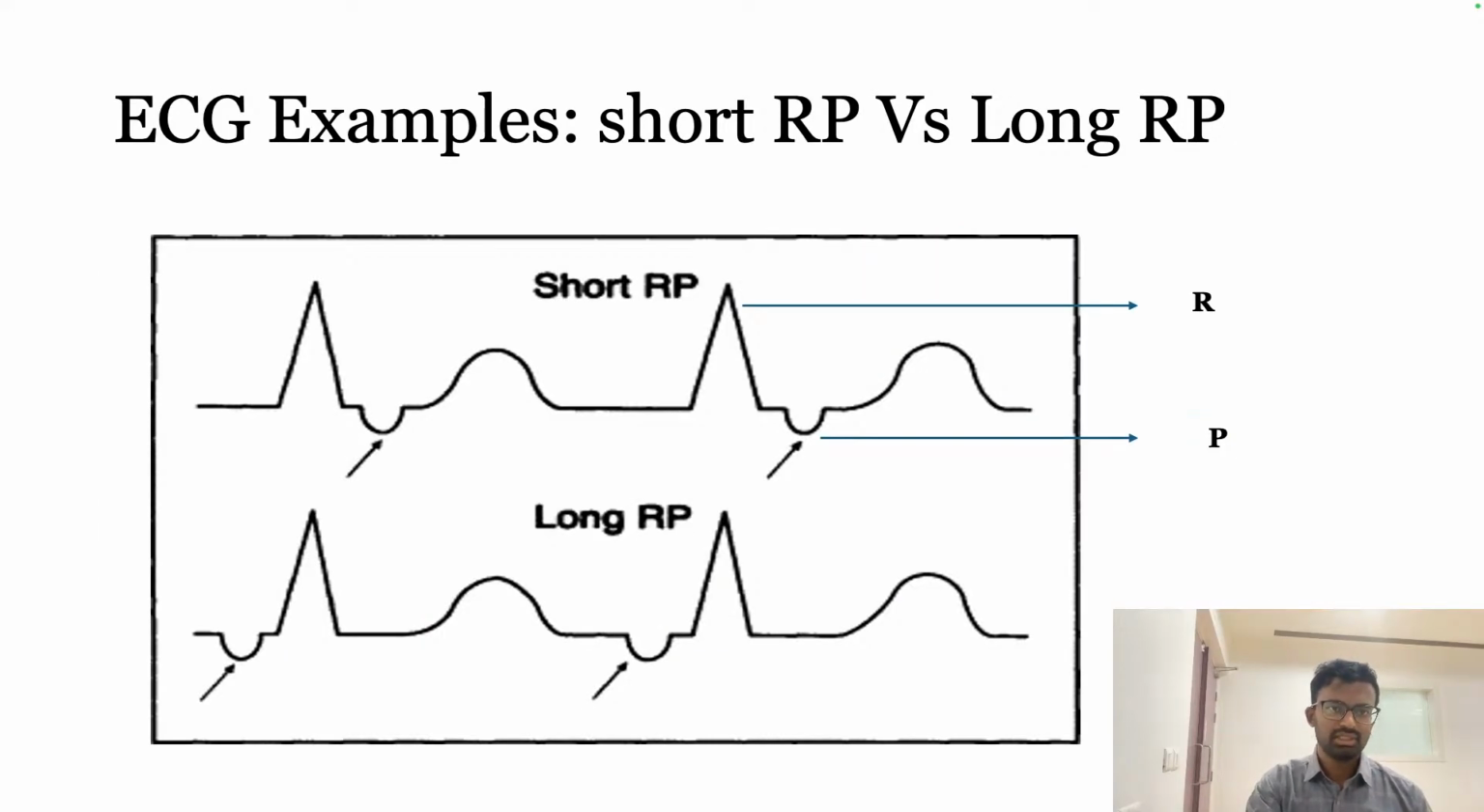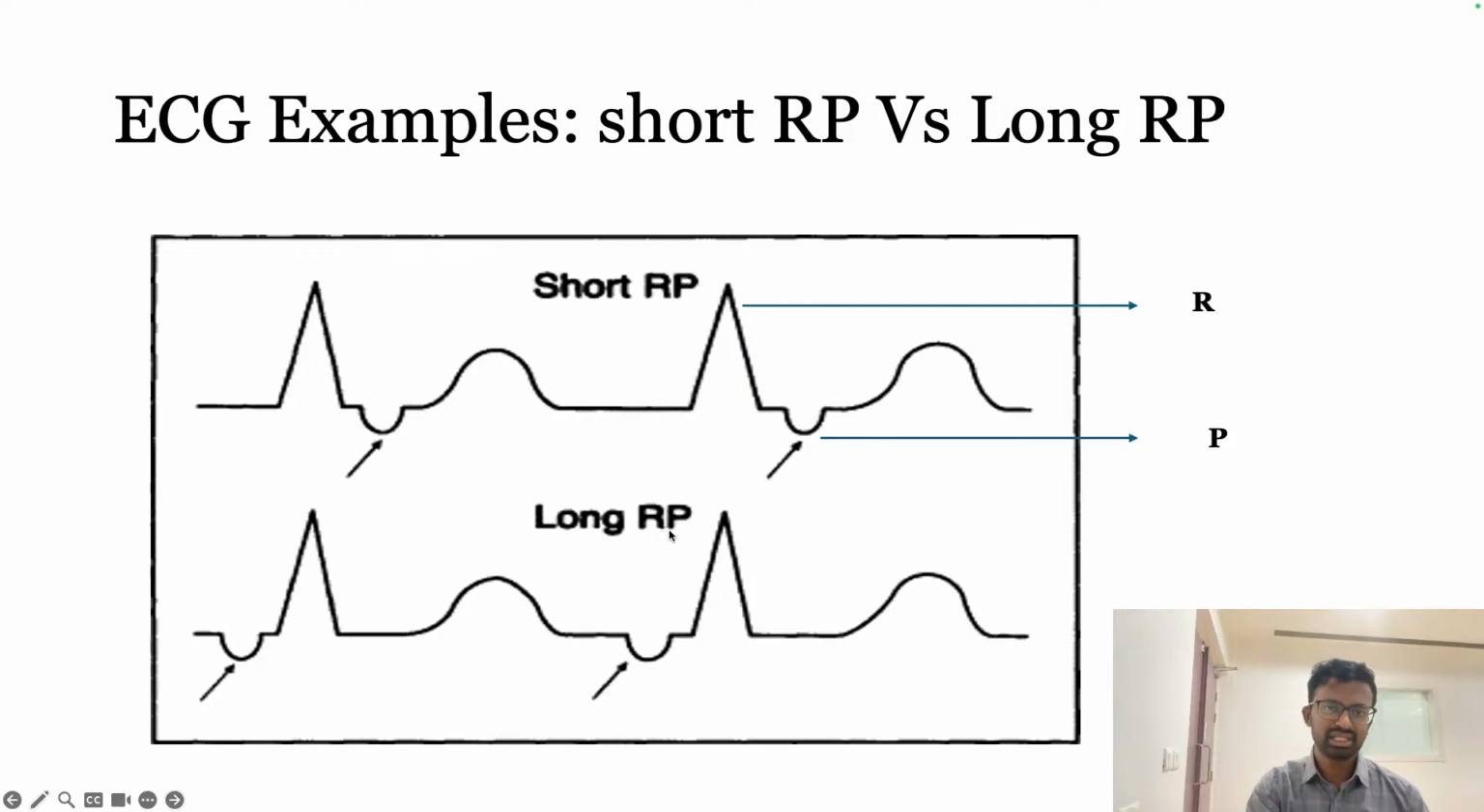So these are two ECGs. The first one is short RP tachycardia and the second one is long RP tachycardia. The blue arrow indicates the R wave, and the second blue arrow indicates the P wave. So this is an R wave and this is a P wave. This R is first and retrogradely there is a P wave. So from this R to this P, the interval is very short. So this is short RP tachycardia.